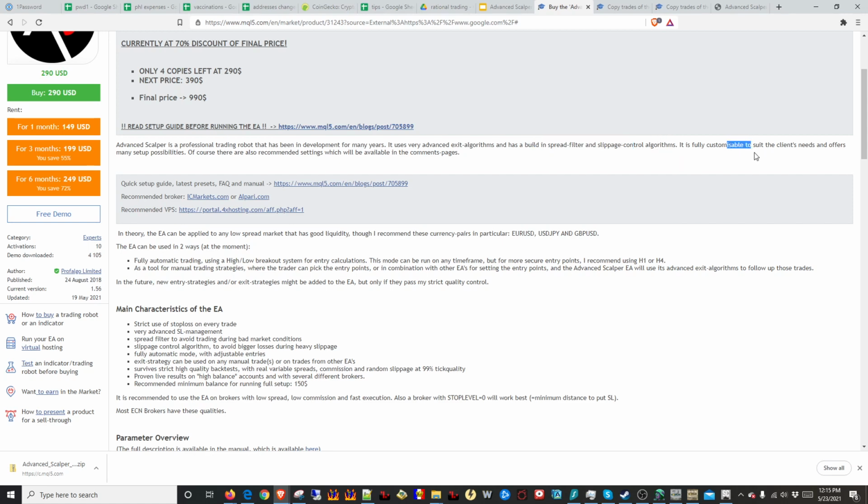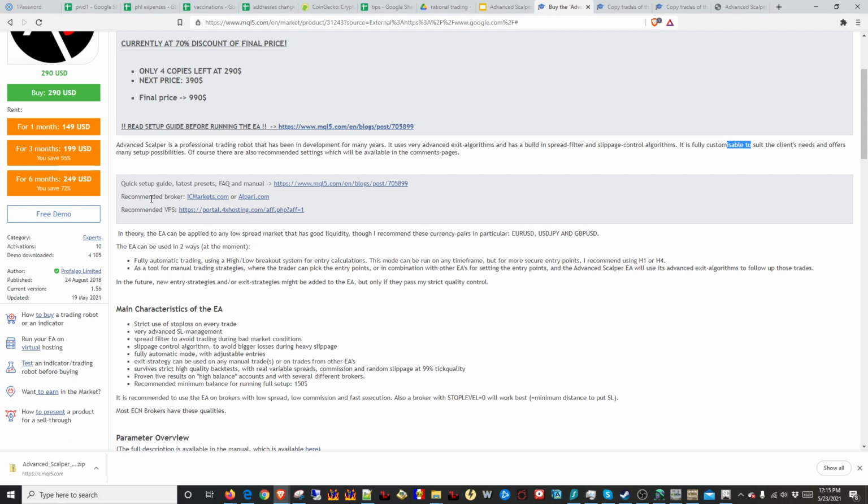Fully customizable. It's very customizable, I would say. I took a look at the manual, and it has a lot of settings that you can customize. Broker IC Markets. I like IC Markets, but this is just a recommended broker, honestly, guys. You can run it on any broker, but your broker is going to need to have good execution, good spreads, or you're not going to make money, because this thing is going for very low pips.